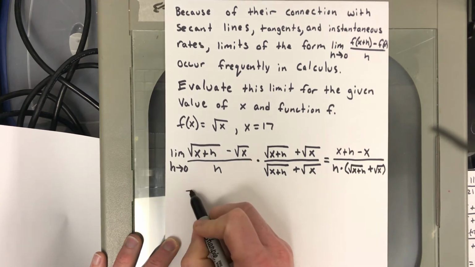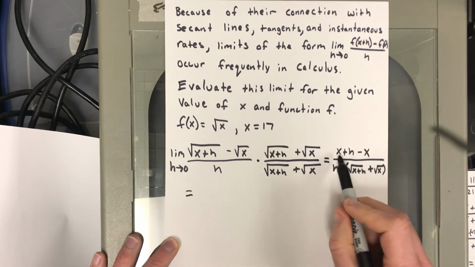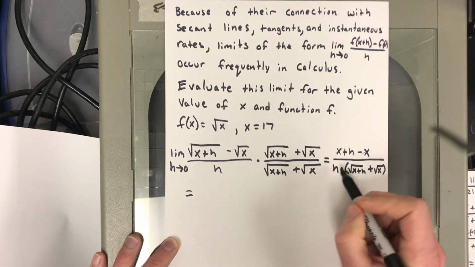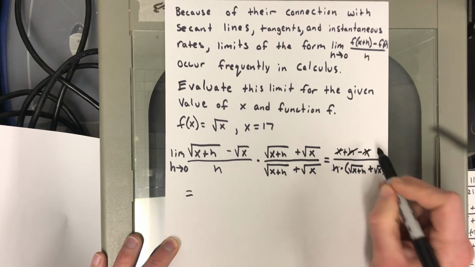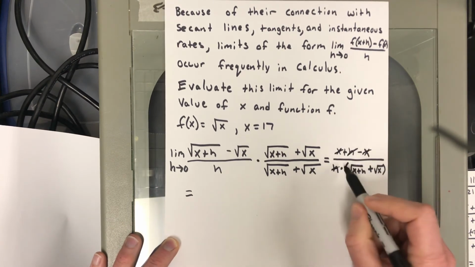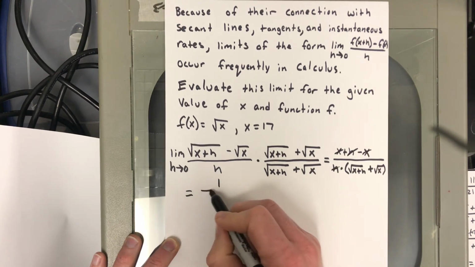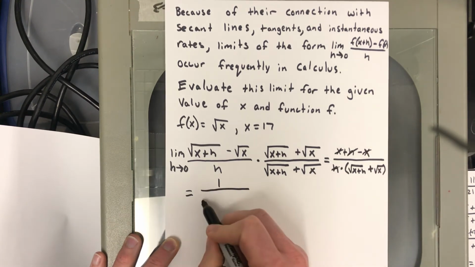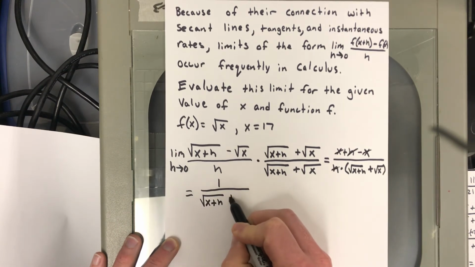So let's go ahead and say equals x minus x is going to cancel out. So I'm going to cross those out. The h and the h cancel out. So you can see that I canceled the h with this h. The x minus x cancel out. I'm left with a 1 on top. On bottom, I've got square root of x plus h plus square root of x.